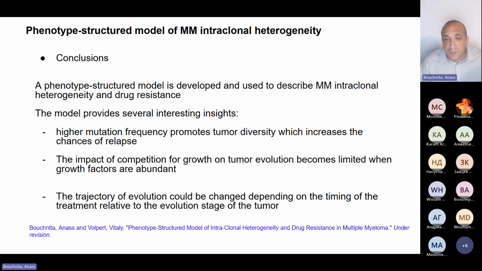So in conclusion, this model approximates the results obtained with the more detailed multi-scale model, and furthermore, it provided some interesting insights. In particular, we showed that increased mutation frequency promotes the diversity within the tumor, which increases the chances of relapse. Also, one important result is that when there is an abundance of growth factors, the effect of growth factors becomes limited. And finally, the trajectory of the evolution can be changed depending on the timing of the treatments with respect to the stage of the evolution of the tumor.